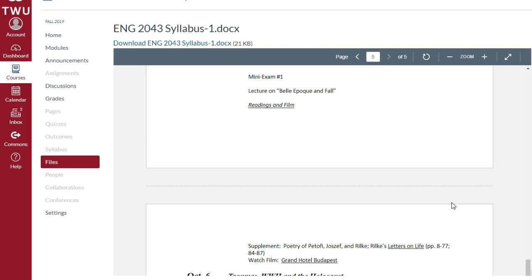Again, if you don't have a copy of the supplement, you need to come by and get it immediately. Okay? Then you also need to watch the Grand Budapest Hotel, I think is what it's called, not Grand Hotel Budapest.